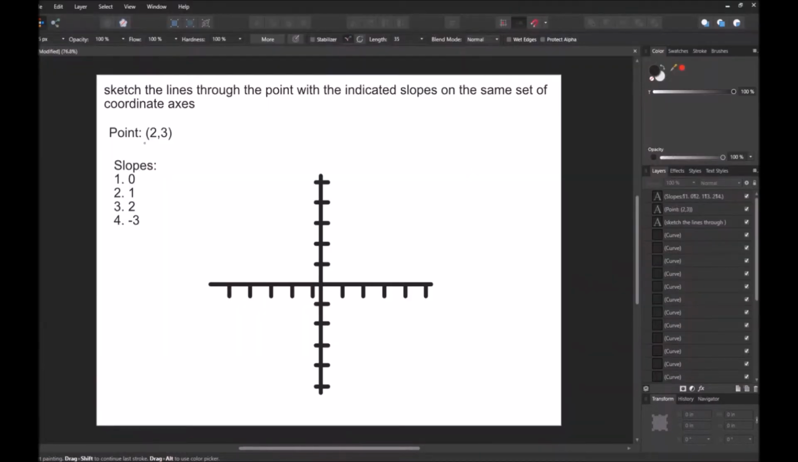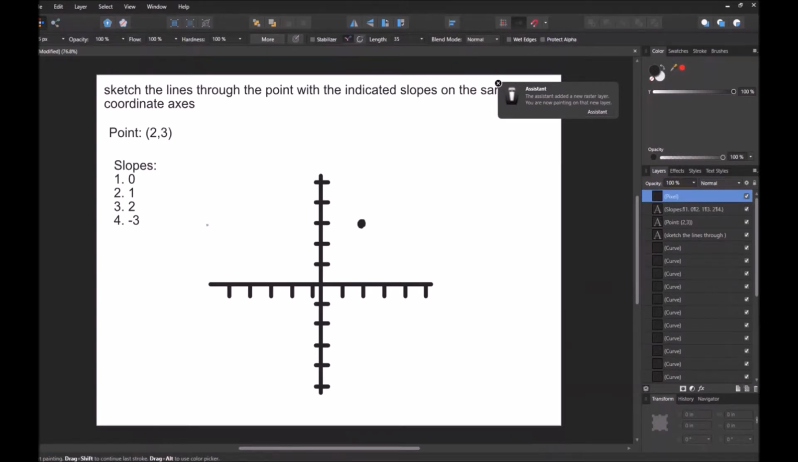Okay, so in this next question we are asked to sketch the line through the point with the indicated slopes on the same set of coordinate axes. The point we're given is 2, 3, and we're asked to graph 4 different lines with 4 different slopes: a slope of 0, a slope of 1, a slope of 2, and a slope of -3. So first we're going to graph the point 2, 3. We're going to go 2 to the right of the origin and 3 above the x-axis.